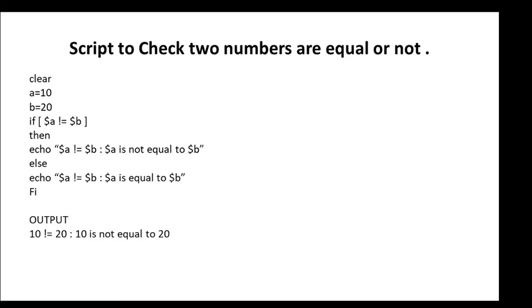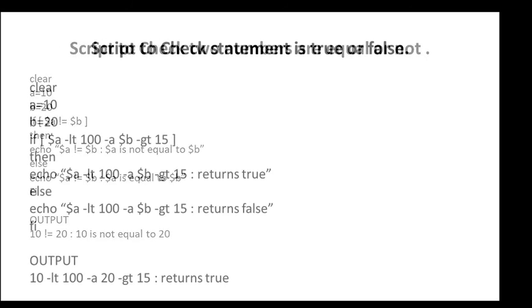Suppose, for example, both are 20, A is equal to 20, B is equal to 20. It is going to check here, 20 is not equal to 20, condition false, then the else statement will execute. 20 is equal to 20. This condition fails, so the output will be 20 is equal to 20.